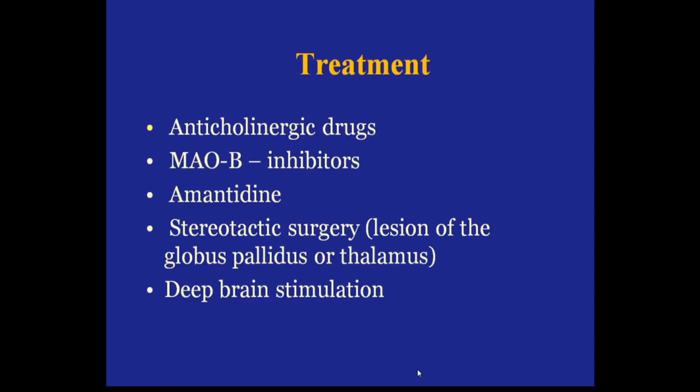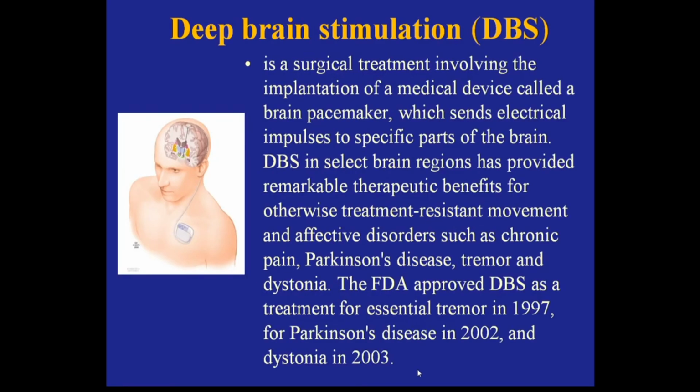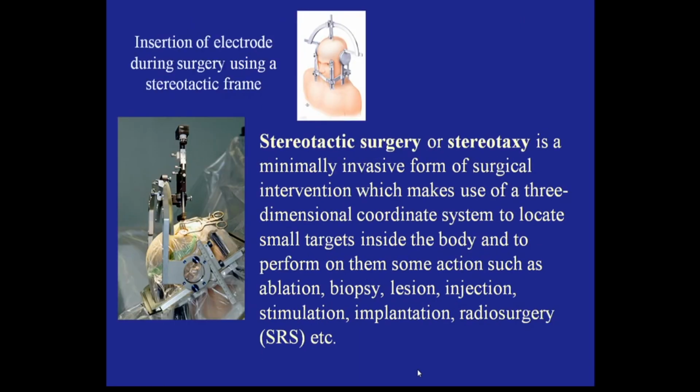Other drugs which we use for treatment of Parkinson's disease. And now we use new methods, surgical methods. One of them is deep brain stimulation, DBS, surgical treatment involving the implantation of a medical device called a brain pacemaker, which sends electrical impulses to specific parts of the brain. DBS in select brain regions has provided remarkable therapeutic benefits for otherwise treatment-resistant movement and affective disorders such as chronic pain, Parkinson's disease, tremor, and dystonia. The FDA approved DBS as a treatment of essential tremor in 1997, for Parkinson's disease in 2002, and dystonia in 2003.